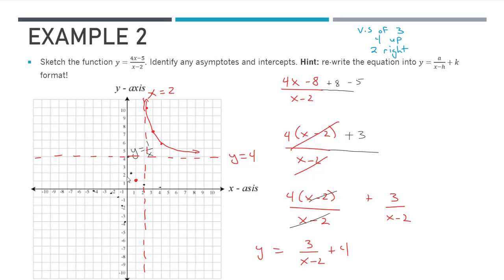So 1, 2. And then we'll do 2. So negative 2 times 3 is negative 6. And then up 4. So you get to negative 2. And then 2 right.